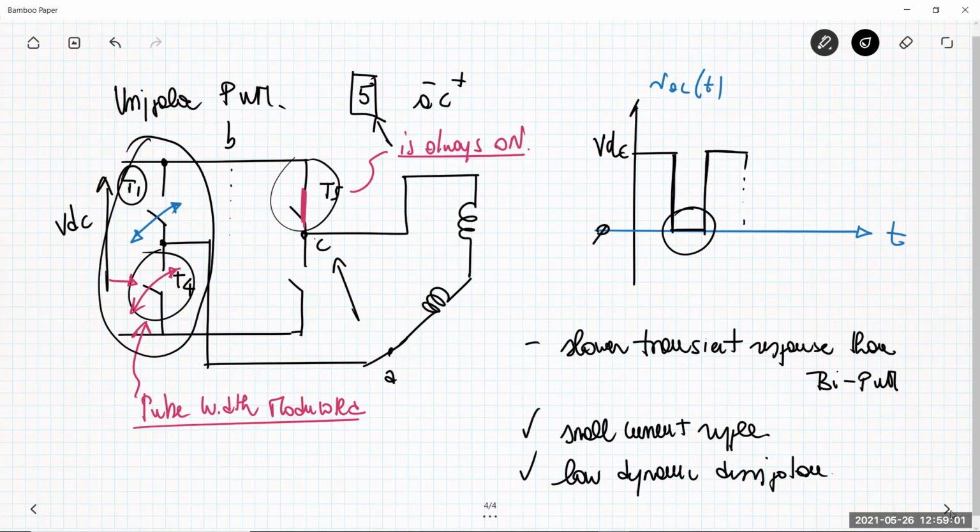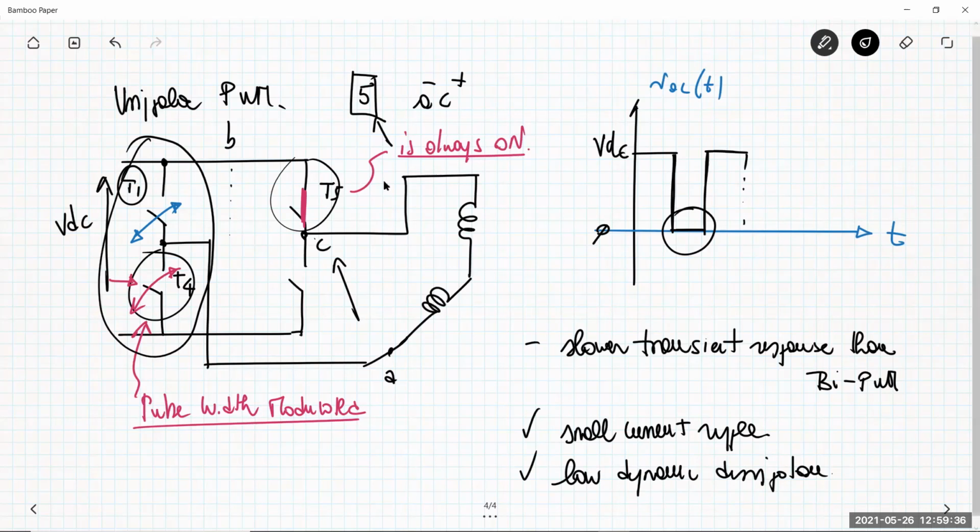Okay, so if you count the benefit of the unipolar pulse width modulation with respect to that of the bipolar one, you can see that unipolar has large benefits in terms of small current ripple, so smaller torque ripple, and low power dissipation. So that means that most of the time the pulse width modulation technique employed for brushless DC motors is the unipolar one, the unipolar pulse width modulation.